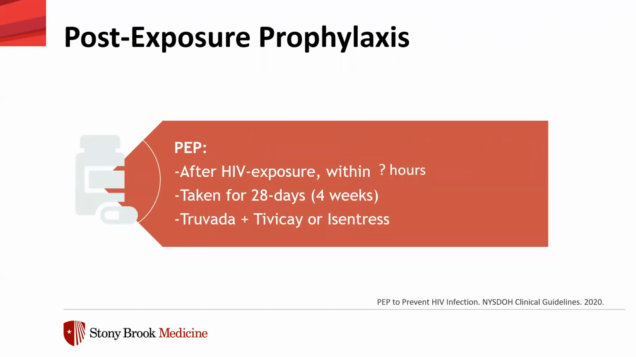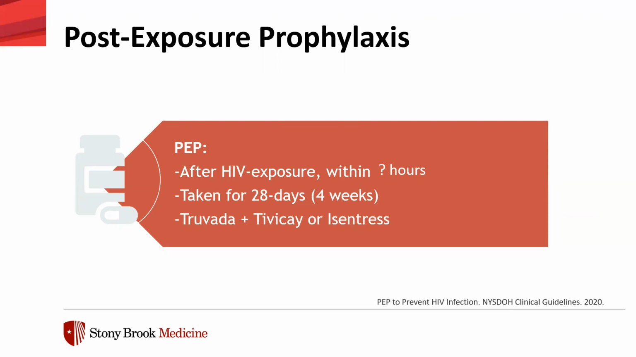Comparing that regimen to post-exposure prophylaxis, PEP is indicated for patients after an HIV exposure, whether it be a non-occupational exposure or an occupational exposure. So for instance, a healthcare worker who accidentally gets a needle stick. The regimens indicated for PEP are Truvada plus Tivicay or Isentress. Thinking about this again, we now have a 3-drug regimen with 2 NRTIs and an integrase inhibitor to actively treat against a potential for a positive HIV infection. It needs to be taken once daily for a full regimen of 28 days.